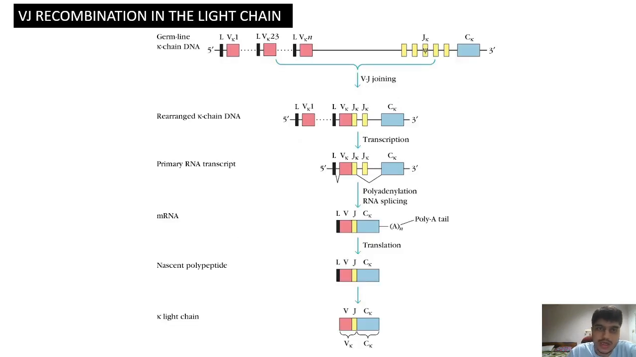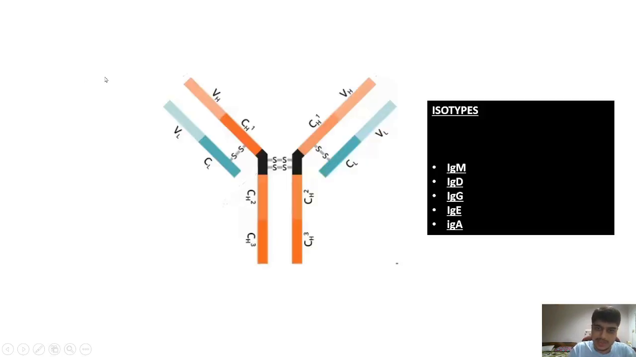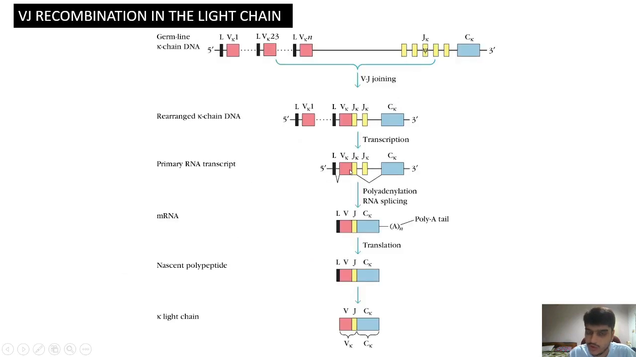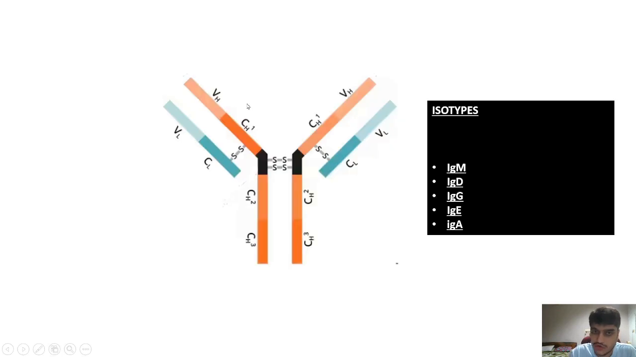Now to look at the recombination, that is the variation. I told you the variation, the recombination, is maximum in the variable region. The constant region will be the same. Now we look at the recombination first in the light chain. Out of these two chains, the heavy chain and the light chain, the first recombination we are going to see is in the light chain.